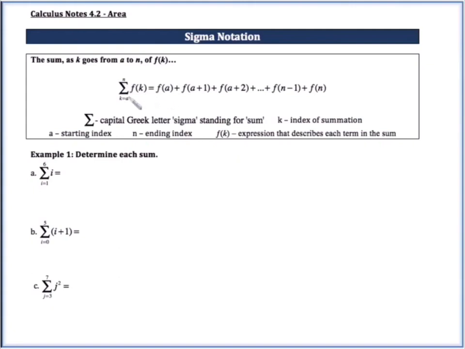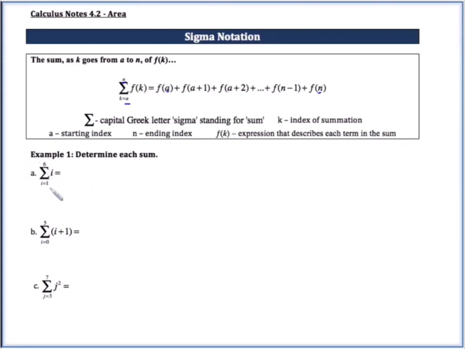And so here's how it works. It's the sum of all f of k's, starting where k is a, and going all the way up to where k is n. And it goes up sequentially by 1. So it's going to be f of a, our starting index, and then a plus 1, a plus 2, and so on and so forth, to n minus 1, all the way up till we get to our ending index of n. And if we add all these values up, that would give us the sum as k goes from a to n of f of k. So let's go ahead and try this in an example.